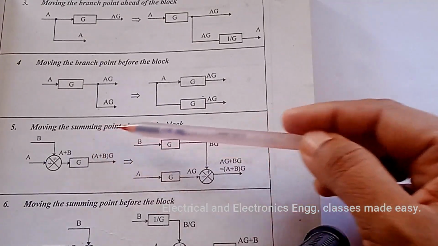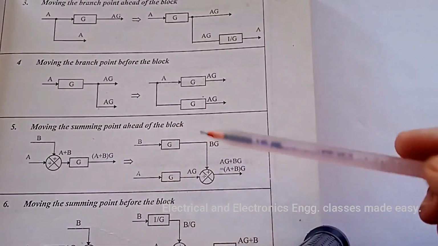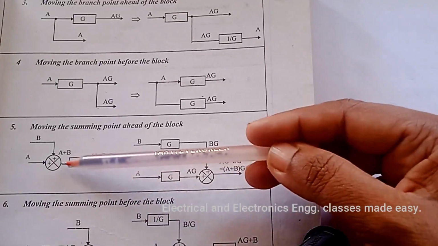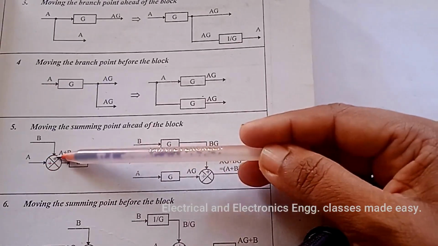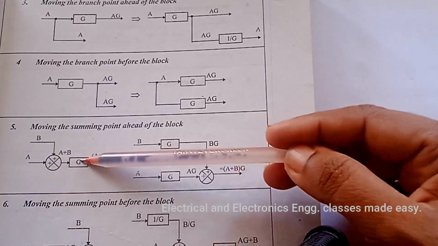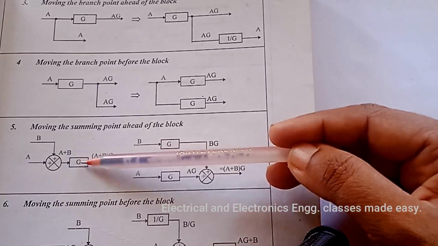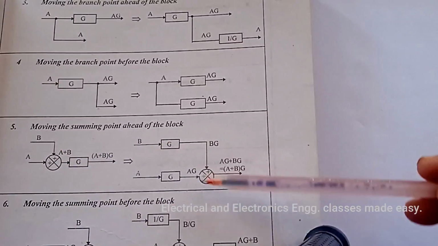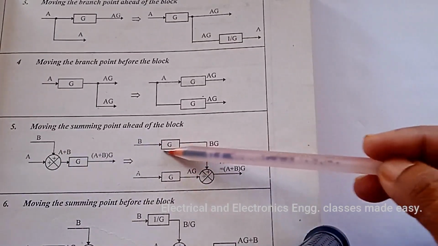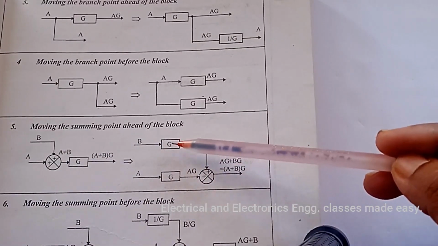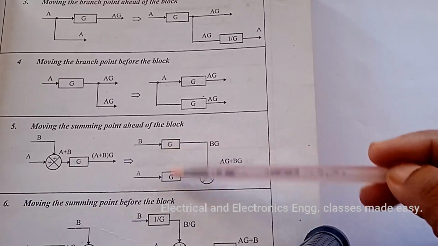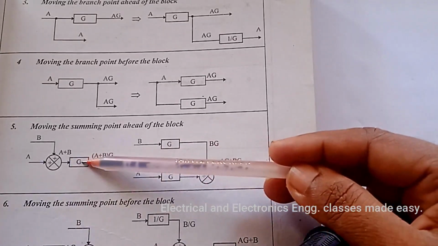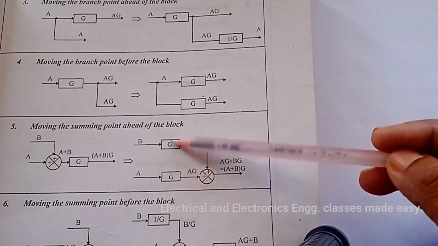Fifth one, moving the summing point ahead of the block. Suppose there is a summing point before the block and we have to change this summing point to this side. Then an additional block with a transfer function of g should be added.